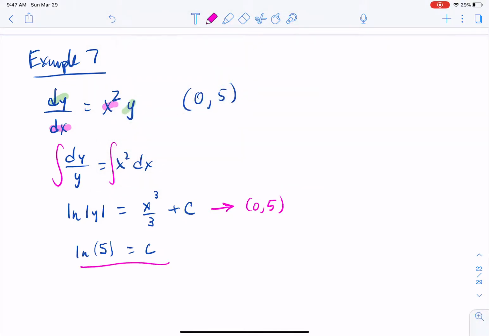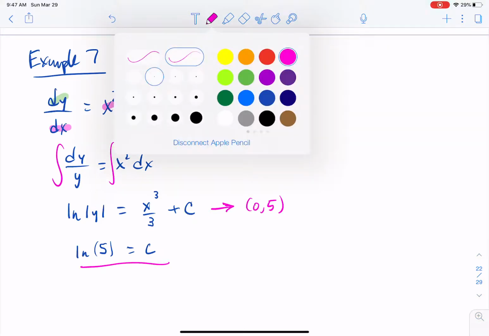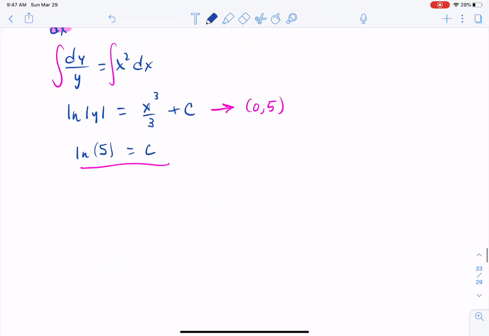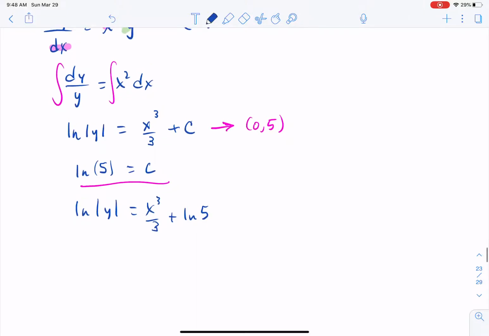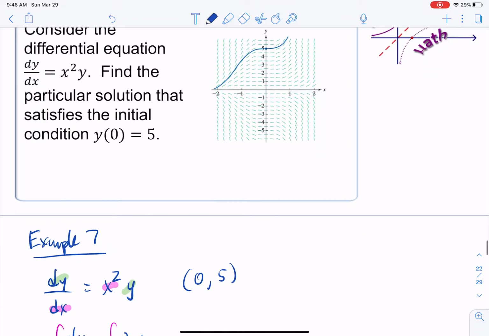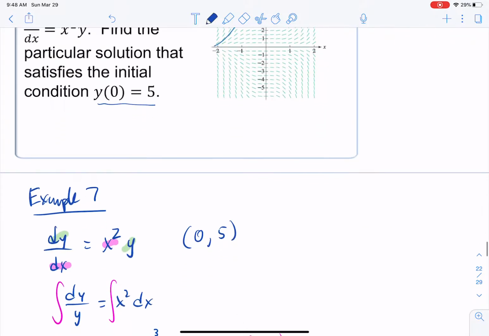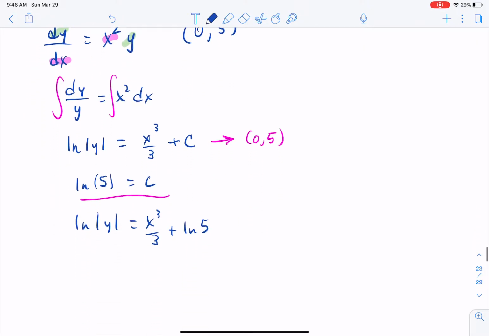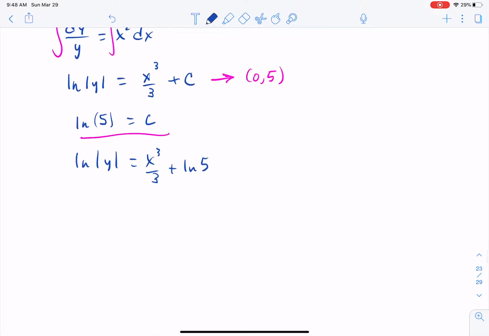And then I can rewrite my equation. I would have the natural log of the absolute value of y is equal to x cubed over 3 plus the natural log of 5. All right, you might think that you're done, but we're not. Look at how they wrote this. y of 0 is equal to 5. This is implying that what we need to do is solve this thing for y.